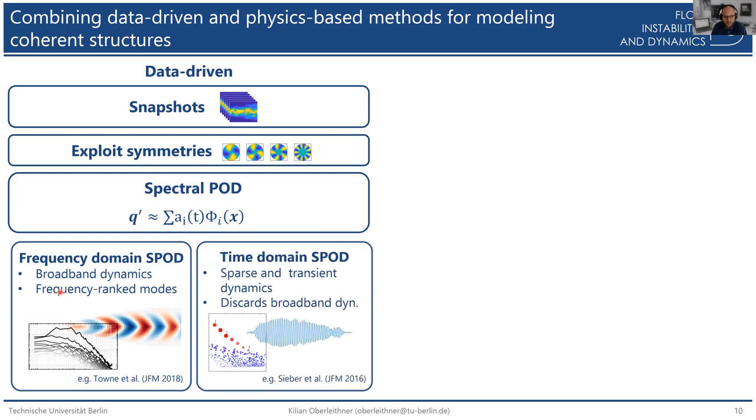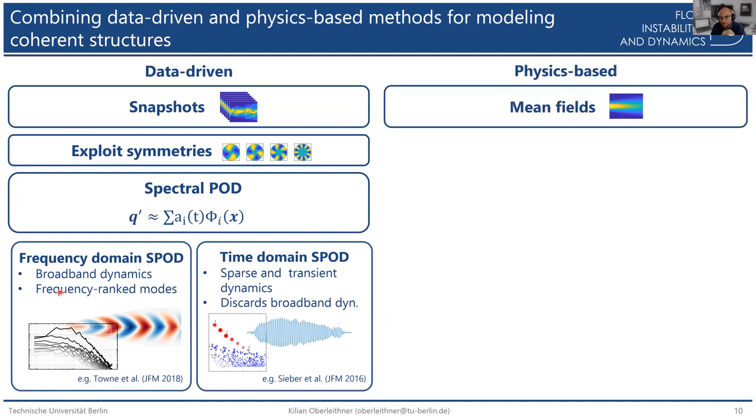The other version is what we call the time domain SPOD, which was introduced by Sieber et al. In this one, you take your correlation matrix and put a filter operation on it, and then you do a POD afterwards. This methodology is very suitable for sparse and transient dynamics, and it's very powerful in discarding the broadband dynamics from your sparse dynamics.